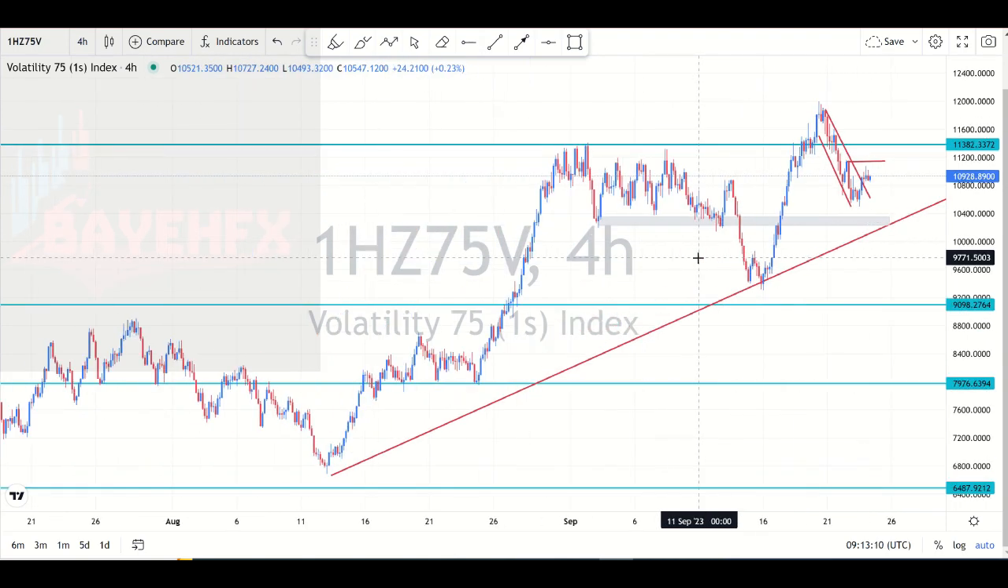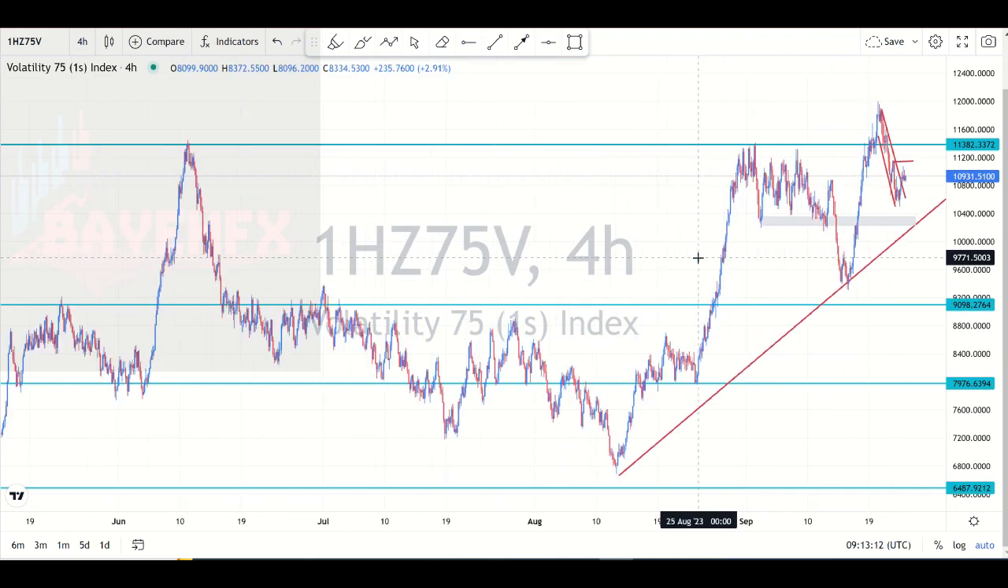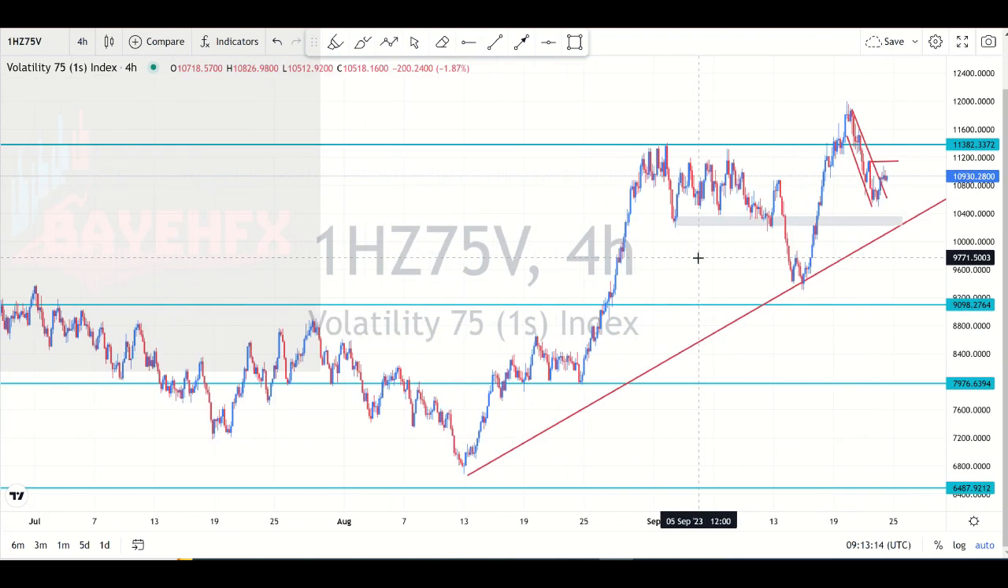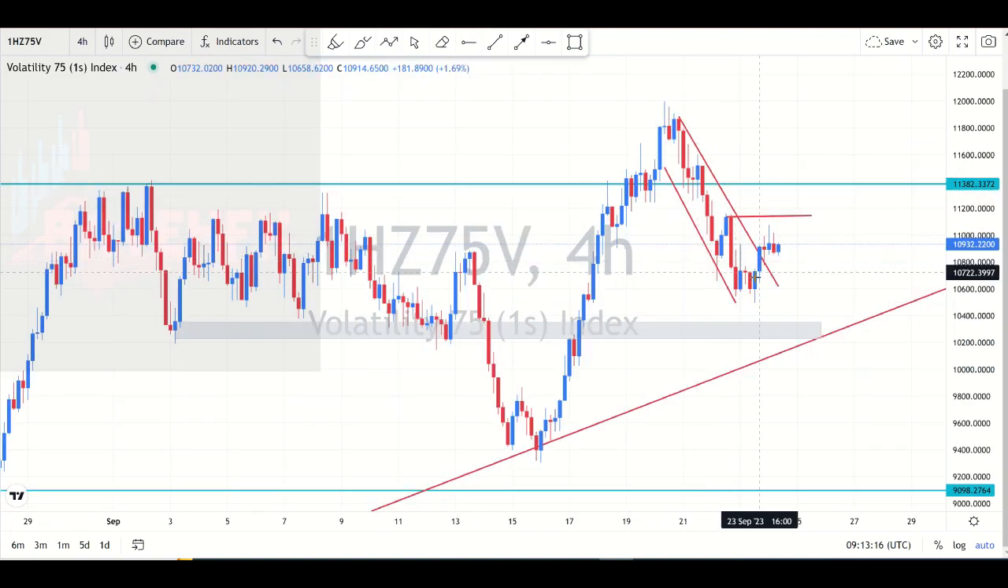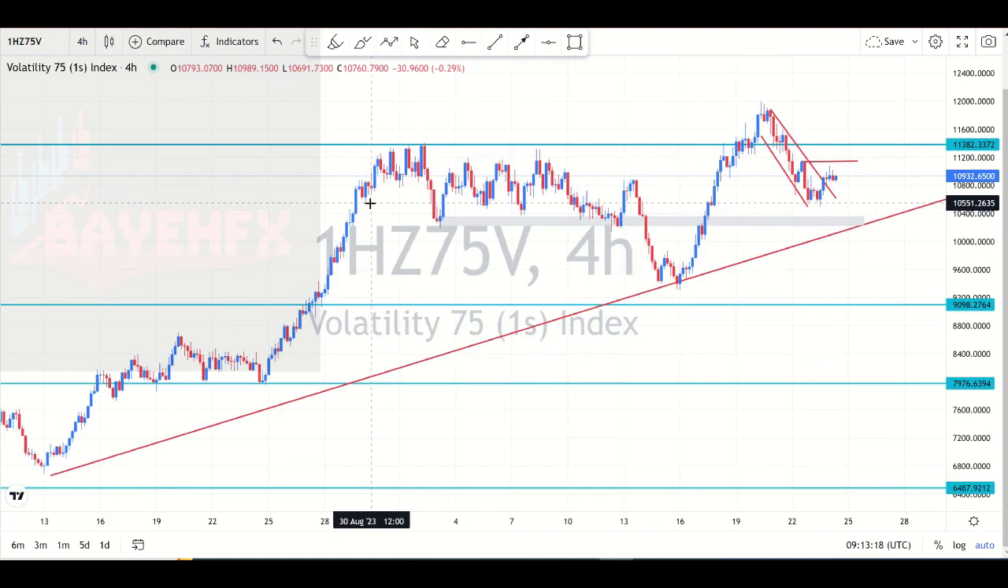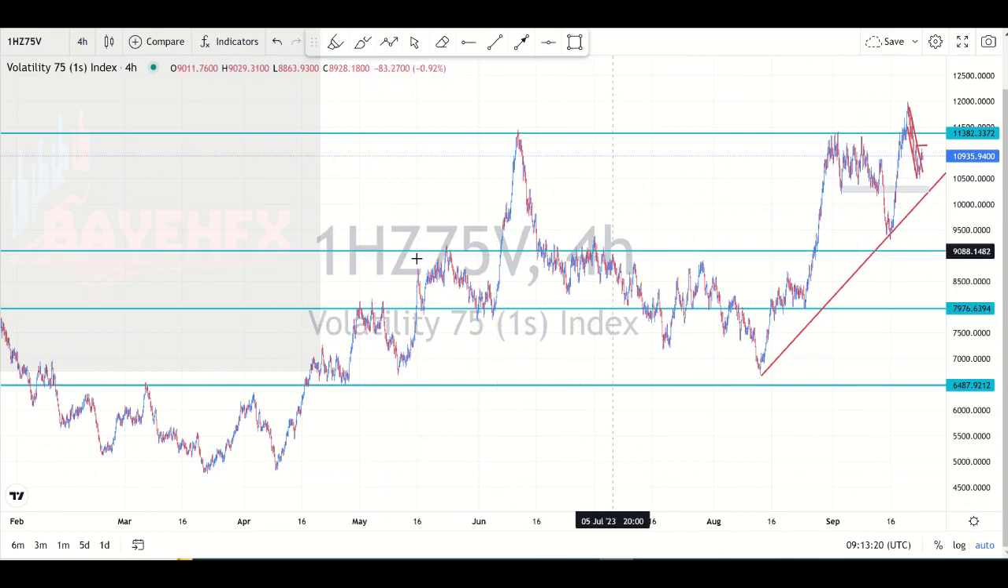Right? So very, very simple. We're in the valid uptrend there on VIX75S. We're in a correction, so after the corrections we'll be looking for impulse to the upside. Very, very simple. So these are our key zones.